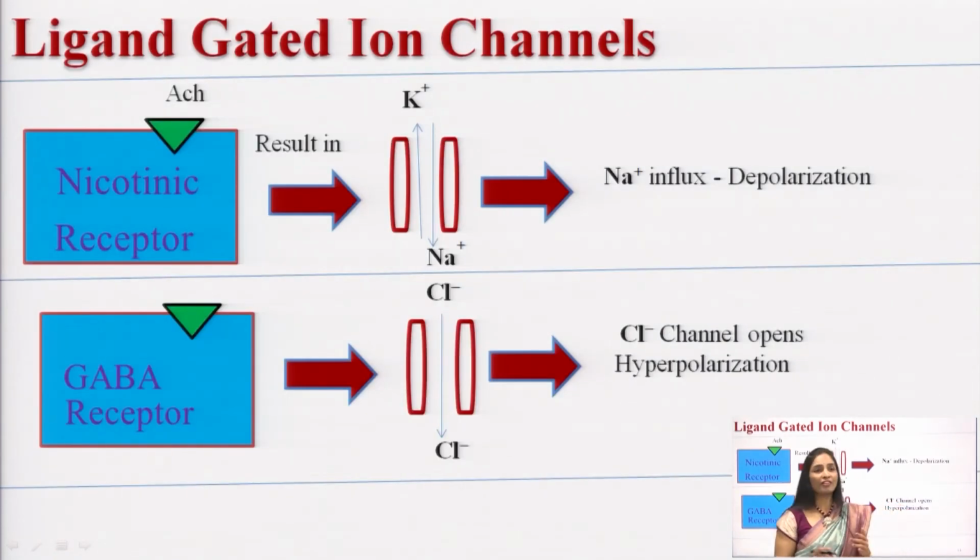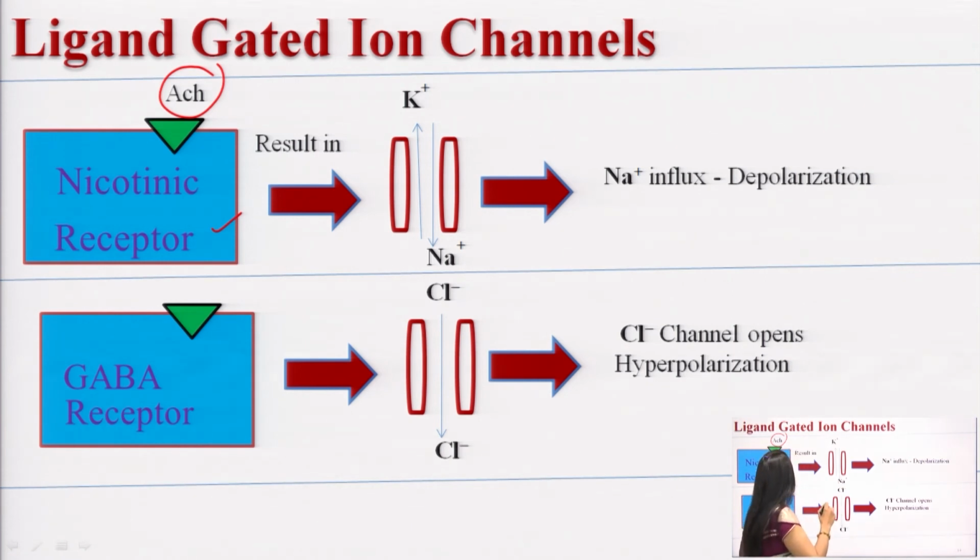Okay, so here I have given you some examples, like the nicotinic receptor. Here acetylcholine is the drug. Once acetylcholine binds to the nicotinic receptor, there will be the opening of a channel. What type of channel is going to open here? Acetylcholine is a cholinergic drug. It is a neurotransmitter, a parasympathetic neurotransmitter.